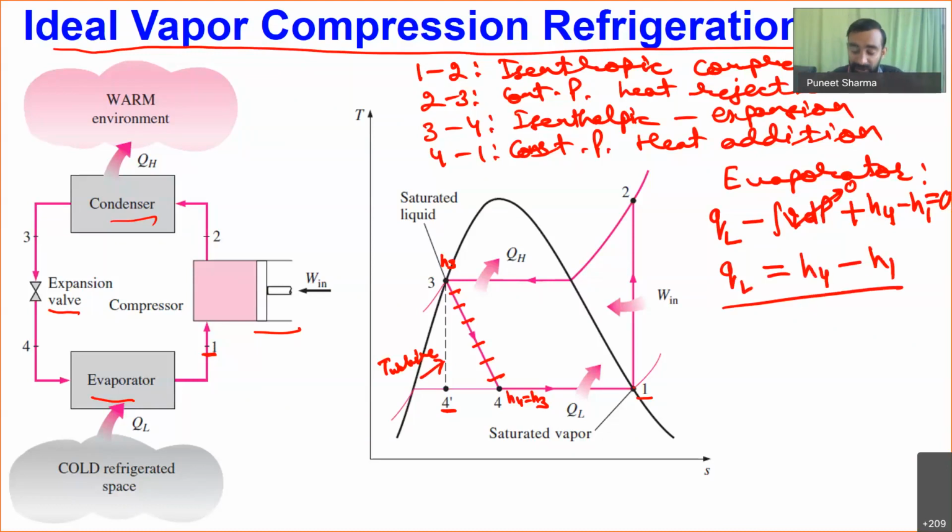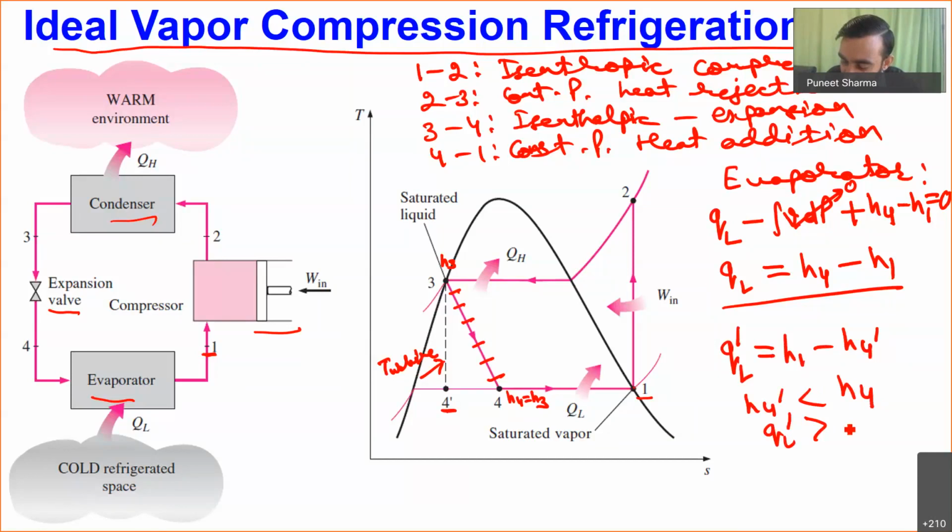Okay, so now if you see, if instead of point number 4 to 1 we were using the turbine, then we would have QL dash, say the equivalent amount of refrigeration effect. So that QL dash would have been H1 minus H4 dash, and as you can see, the enthalpy of point H4 dash is less in comparison to the enthalpy of point 4. So that's why our QL dash would have been larger in comparison to QL.